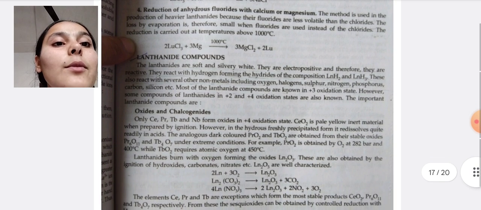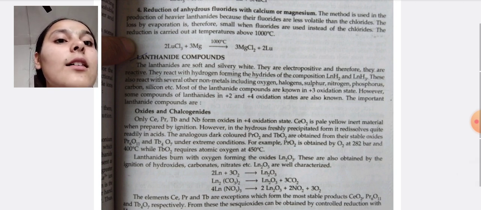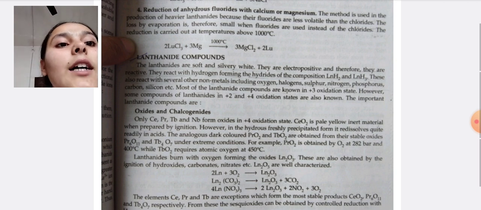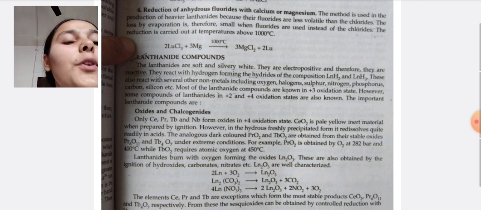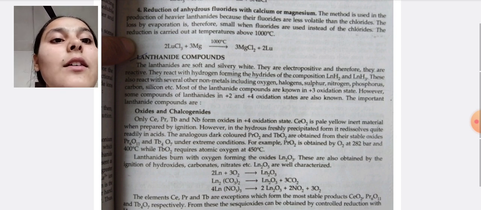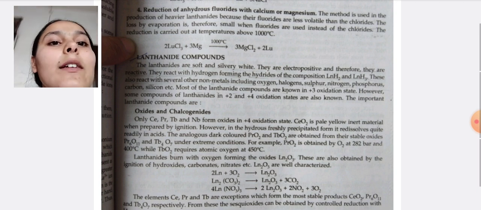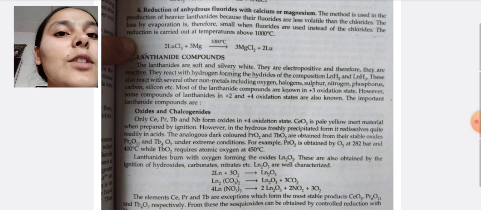Lanthanide compounds. The lanthanide metals are soft and silvery white. They are electropositive and they are reactive. They react with hydrogen forming the hydrides of the composition LnH2 and LnH3. These also react with several other non-metals including oxygen, halogen, sulfur, nitrogen, phosphorus, carbon, silicon, etc. Most of the lanthanide compounds are known in the +3 oxidation state. However, some compounds of lanthanides in +2 and +4 oxidation states are also known.